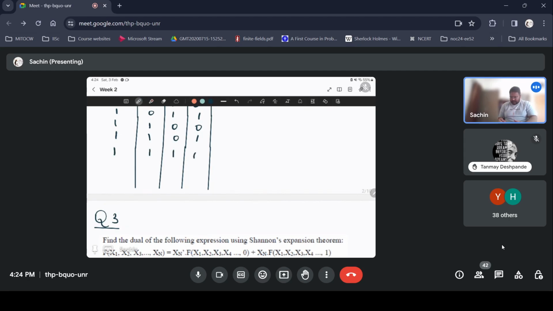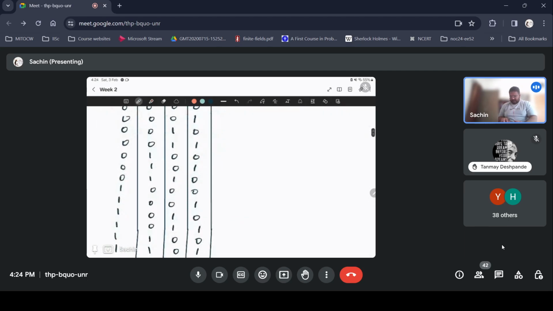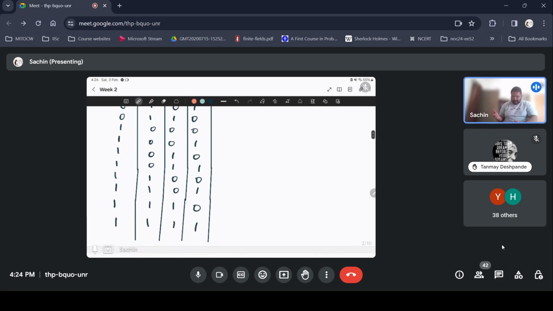That's 13, 1, 1, 0, 1, 14, 1, 1, 1, 0, and 15, 1, 1, 1, 1. So we have 16 combinations like this. But since the input is only a BCD input, from 10 to 15 we don't care. So the output for these are don't care, X's.